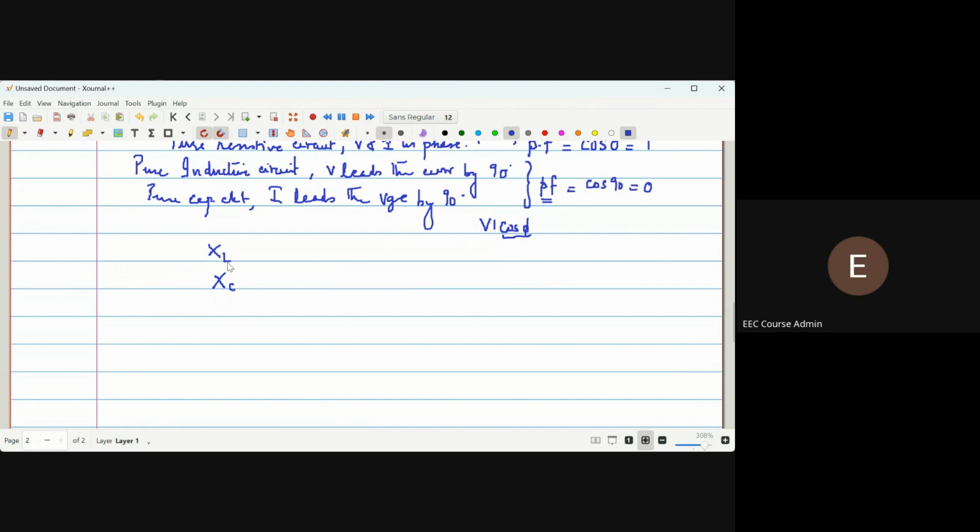Now, what about the parameters inductive reactance and capacitive reactance? XL equals 2 pi FL, XC equals 1 by 2 pi FC, ma'am. XL equals omega L, that is 2 pi FL, and XC is 1 by omega C, equal to 1 by 2 pi FC. So you can see that inductive reactance is directly proportional to frequency and capacitive reactance is inversely proportional to frequency.